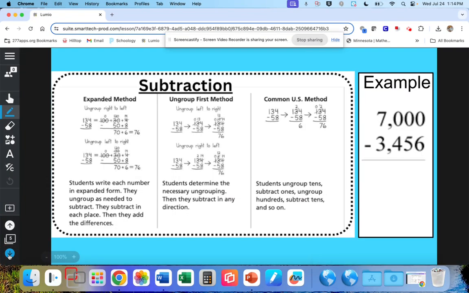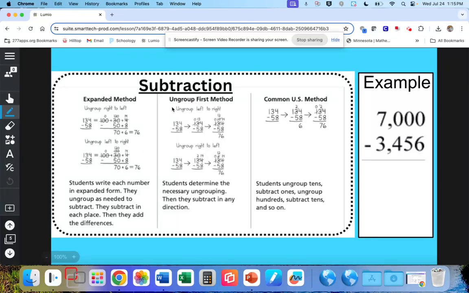Moving on to subtraction. We have a couple different methods of subtraction. We have the expanded method, so we can expand out 134 by putting the plus between the 100, the 30, and the 4, and expanding out the 58 by 50 plus 8. And then we can subtract each of the place value amounts, and then we add those amounts together.